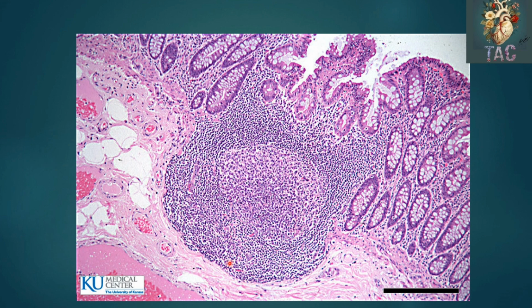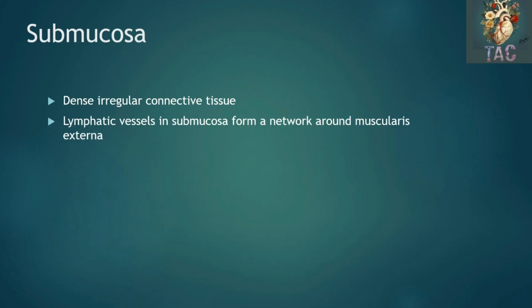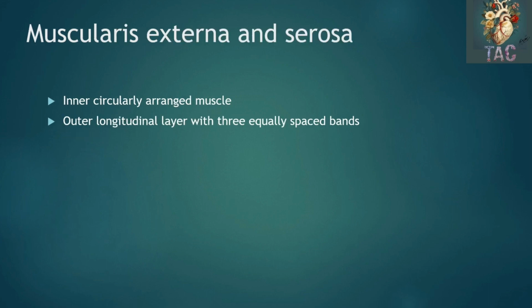Another important point is that the large intestine has a very well developed GALT, that is, gut associated lymphatic tissue. In the submucosa you can also see blood vessels and adipose tissue. The submucosa is dense irregular connective tissue. Lymphatic vessels in the submucosa form a network around the muscularis externa. Then the muscularis externa and serosa. The muscularis externa has inner circularly arranged muscle and outer longitudinally arranged muscle, with three equally spaced bands called the taenia coli.